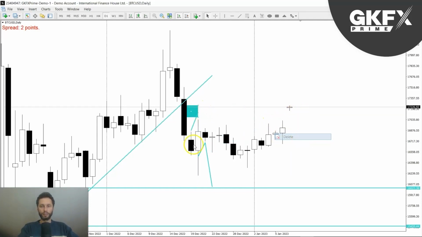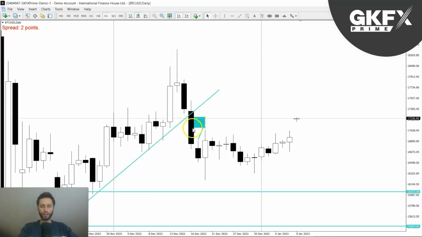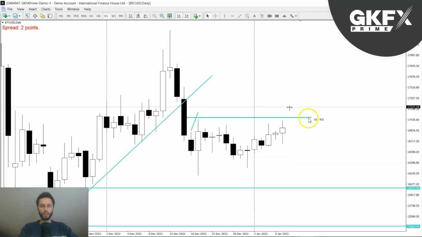Let me just delete these lines. You can see we were looking to head lower. The market didn't produce any opportunity to do that. I was looking at this level, which we didn't reach into. But what do we have now?